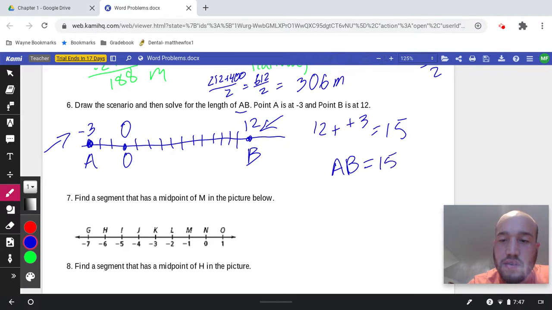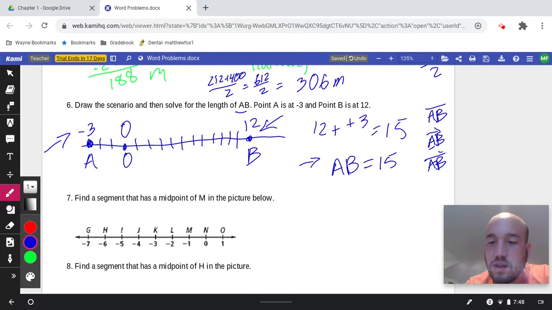If I write it like that with no markings over it, that tells us it is the distance from A to B. If I write it like this, that's segment AB. If there's just one arrow, it's ray AB with the initial point of A here. And if I put two arrows, that'd be referring to a line AB, and it'd go forever in each direction.